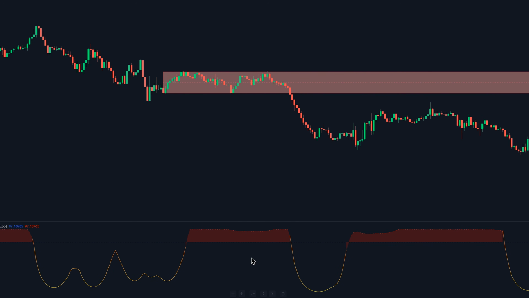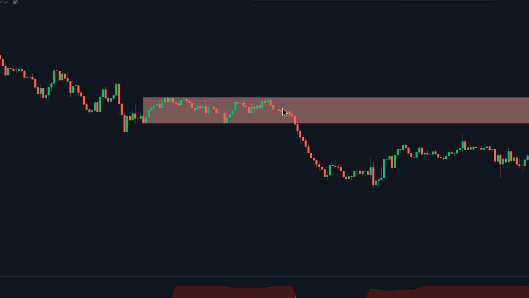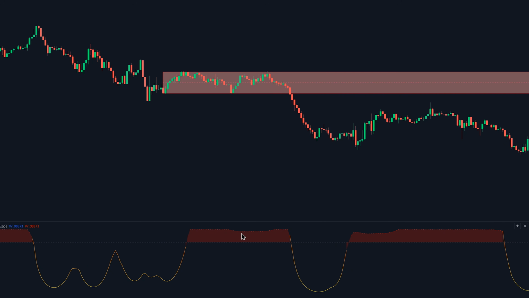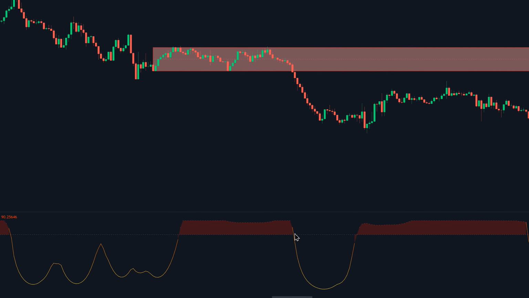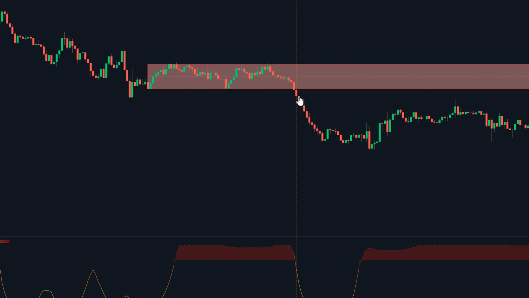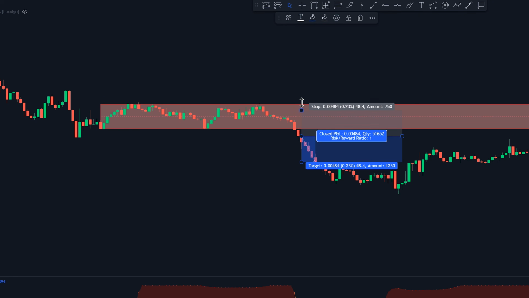Now, do you see this red area here? This red area indicates that the market is ranging. Looking at our chart, we can see that yes, the market was indeed ranging as indicated by the indicator. Now, after a range, what do markets normally do? Well, they break out. This orange line pointing downward like this indicates a breakout outside of a range, and it happened about right here. Looking at our chart, the market was indeed breaking outside of this range, giving us an opportunity to take short positions.